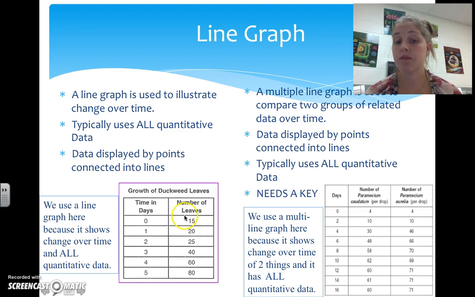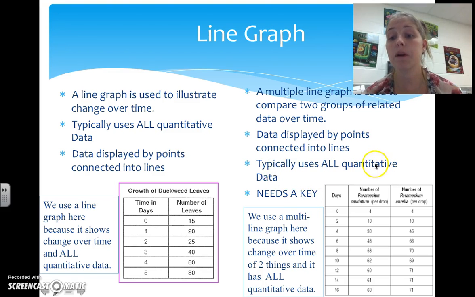So in this case, number of leaves. Okay, and that is also a number. So quantitative and quantitative data. Okay, and we would connect the lines when we're talking about growth over time. A multiple line graph is used to compare 2 groups of related data over time. So data is displayed by connected into 2 lines and typically uses all quantitative data.